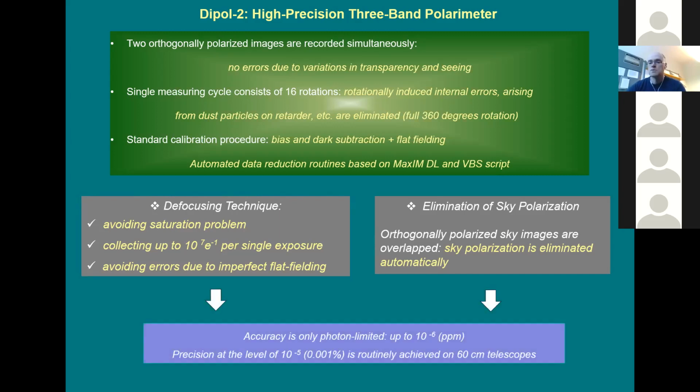And because of that, DIPOL-2 is an instrument whose accuracy is only photon limited. It can be up to 10⁻⁶, or a few parts per million, and a precision at the level of 10⁻⁵, that is 0.001%, is routinely achieved on a 60 centimeter telescope.